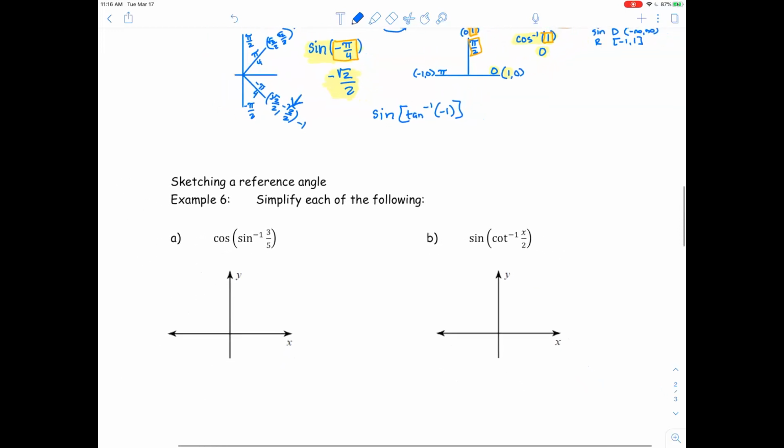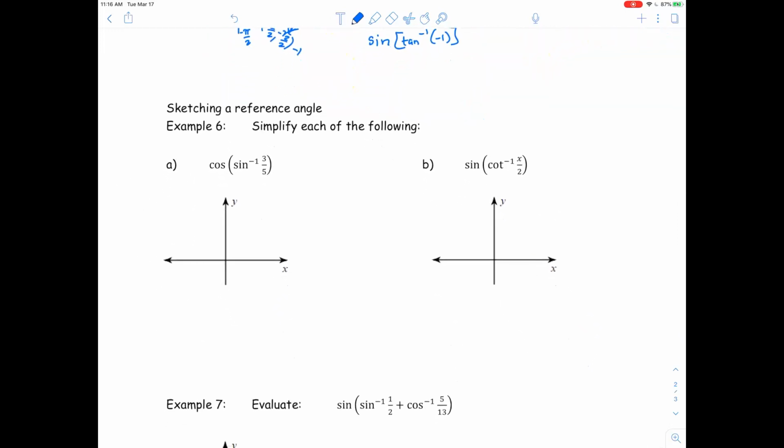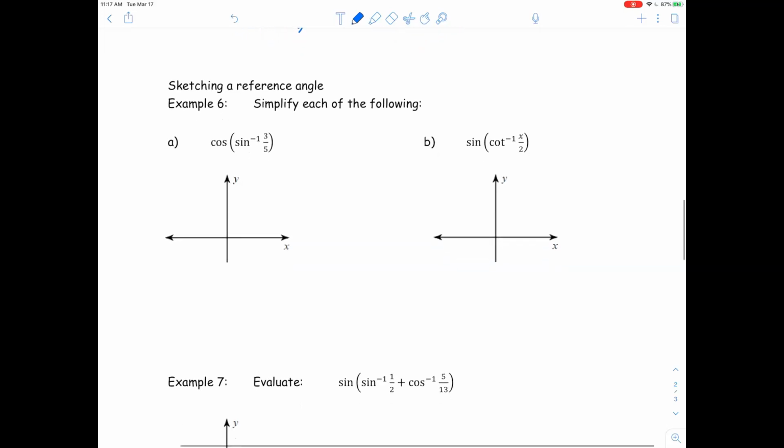Okay, back to notes. Now, these next angles and values we're going to be finding will not produce angles that are on our unit circle, that are 45, 45, 90 reference triangles, or 30, 60, 90 reference triangles. So what we're going to have to do is just sketch the reference triangle and use the Pythagorean theorem to simplify these here. And so let's start with this one here.